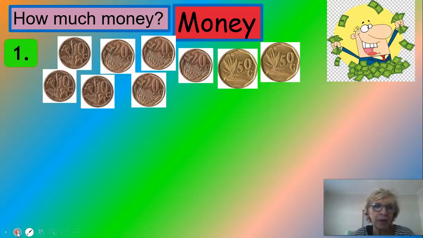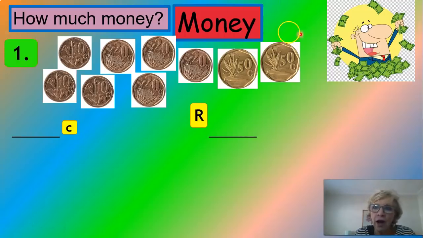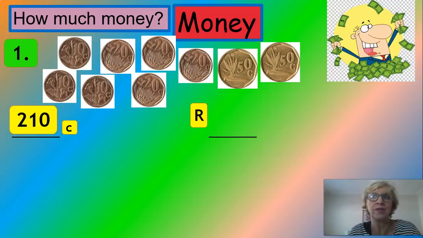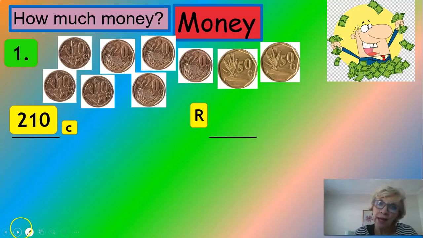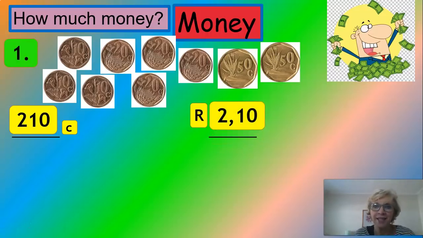Let's add those up, and I'm going to ask you to tell me what they are in cents and then write them as rands. Right, so let's put our little cents there and our rands. So we're going to count these up now. So 50 plus 50 is 100, 120, 140, 160, 180, 190, 200, 210. 210 cents. But when we've got 200 cents, that means we've got 2 rand and 10 cents. Right. 2 rand and 10 cents.